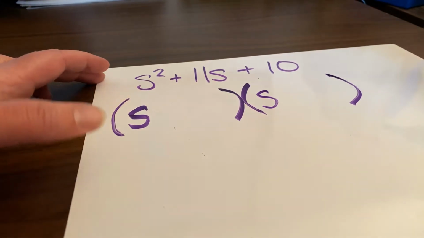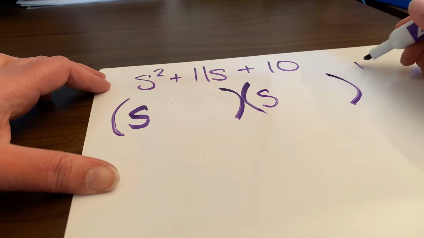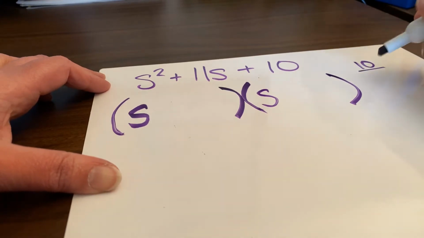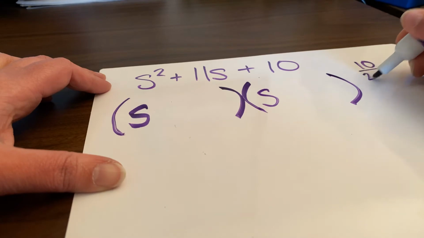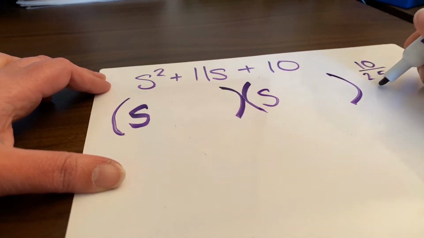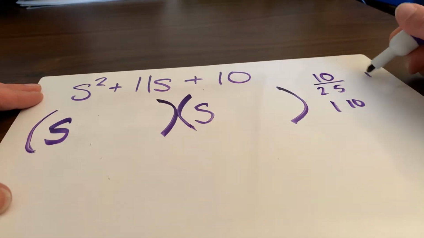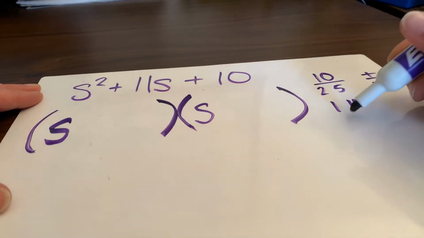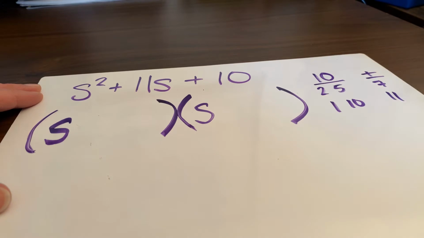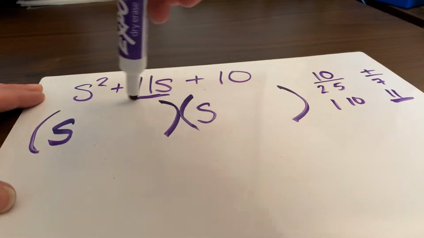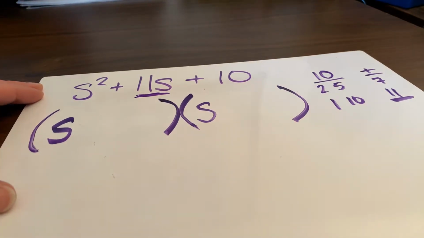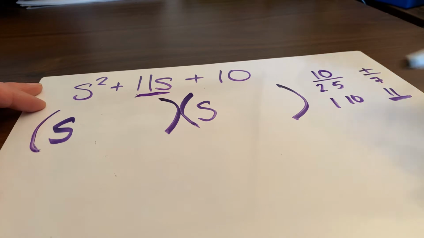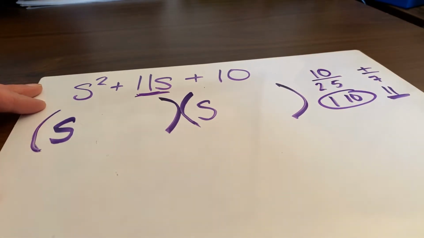And then we need to ask ourselves, well, what things multiply to 10? And I'm going to make a little list over here of things that multiply to 10. There's 2 and 5, and there's 1 and 10, right? Well, what do those add up to? 2 plus 5 is 7. 1 plus 10 is 11. The 11 should be familiar. That's the number in front of the middle term, and that's what we want to get. So we're going to use the 1 and the 10.